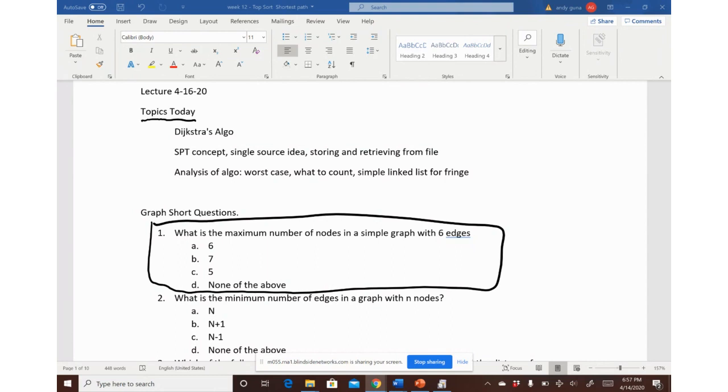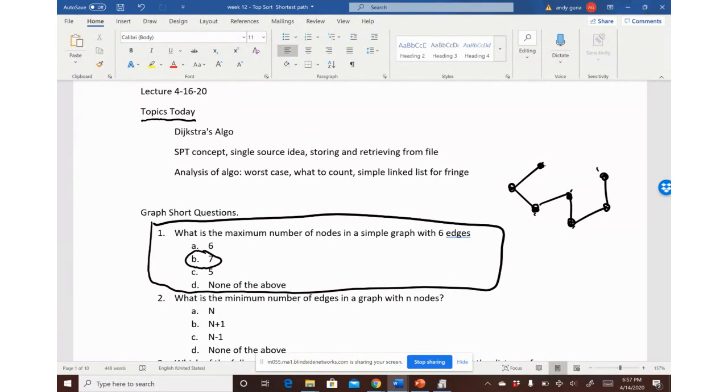Okay, good. I think everyone is sort of getting this. The answer is number 7. If you have 6 edges, the maximum number of nodes would be something like this: 1, 2, 3, 4, 5, 6, 7. So seven nodes. But you could have 6 edges with a small number of nodes. So what is the minimum?